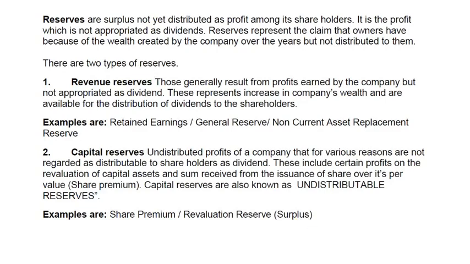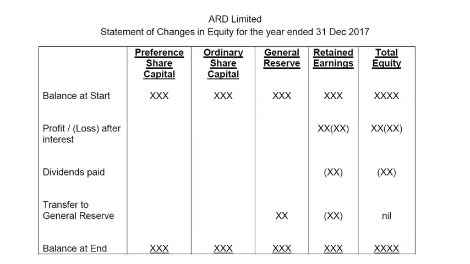Now there are two types of reserve. We may move again to the statement of changes in equity. In O-level exams, the calculation is not tested for capital reserve. Therefore, I have only made the column for revenue reserve. One is general reserve and one is retained earnings. But in A-levels, the share premium and revaluation surplus columns are also made. And at the last, there is a total column, total equity.